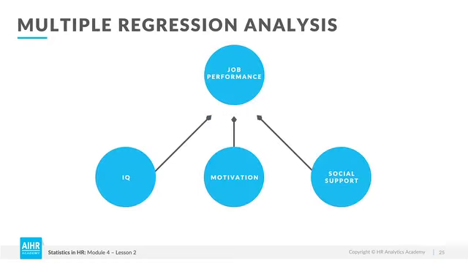Let's take a look at an example of a multiple regression analysis. Say you're interested in predicting the job performance of employees. You anticipate that several factors will have an influence on job performance, namely IQ, motivation, and the amount of social support they receive. Your model will look like this. All factors have a range from 0, very low, to 100, very high, whereas IQ has a mean of 100 and a standard deviation of 15. You let your statistical program of choice, here we use SPSS, run a multiple linear regression analysis. The main result is shown here.